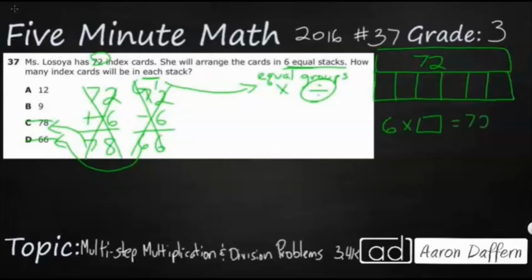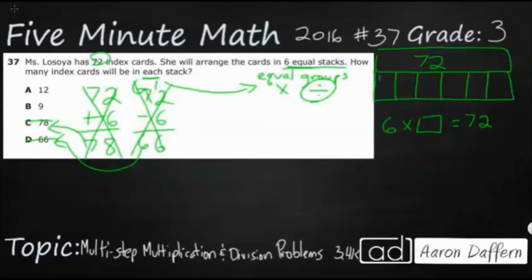But I don't necessarily know my 6s all the way up to 72, so let's just see what we can do with some division. So we could literally just take this graph that we have here, this strip diagram, and we could just take our 72 and split them up.